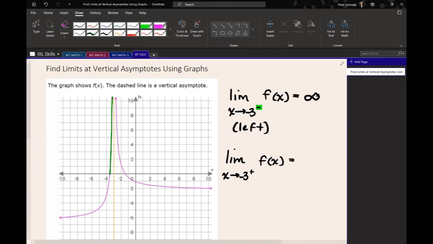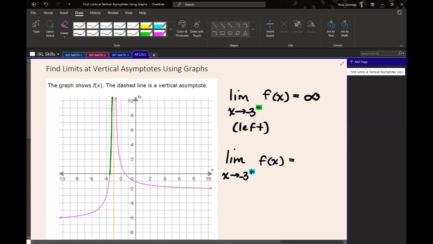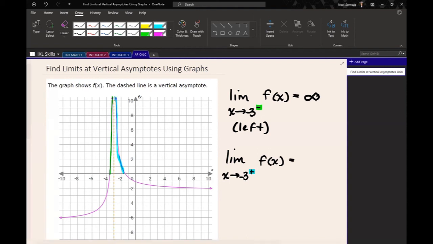Now, the statement below is very similar. However, we want to approach -3 from the right side. So we're tracking the graph as it approaches from the right. We're approaching -3 from the right side, and we can see a similar type of behavior. The curve is approaching -3, and as it's approaching -3, it's headed up towards positive infinity as well.